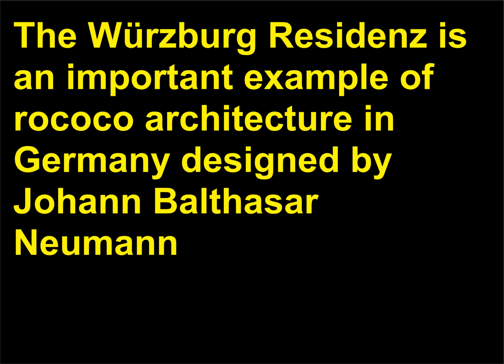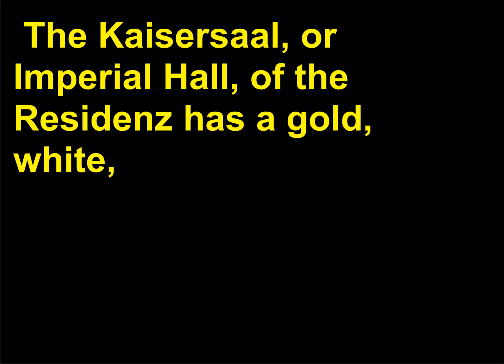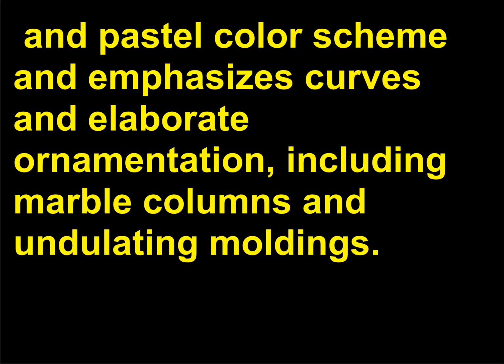The Würzburg residence is an important example of Rococo architecture in Germany designed by Johann Balthasar Neumann, 1687 to 1744, for the Prince Bishop of Würzburg, a member of the Schönborn family. The Kaisersaal, or Imperial Hall, of the residence has a gold, white, and pastel color scheme and emphasizes curves and elaborate ornamentation, including marble columns and undulating moldings.